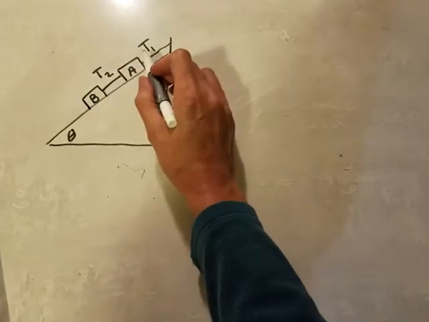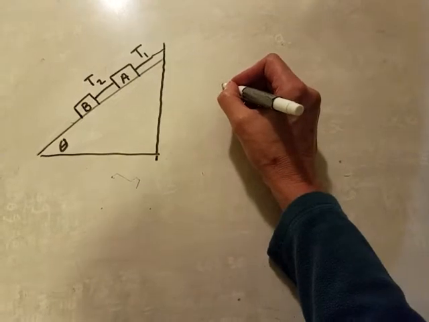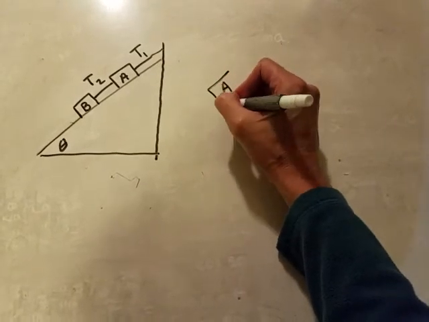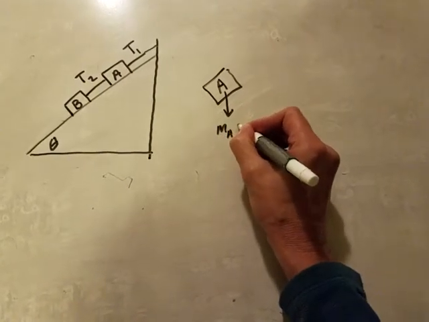Right, so the first thing I did is I labeled the two tensions T1 and T2. Next thing I'm going to do is a free body diagram. I'm going to start with block A. Block A, we've got the mass of A times g.